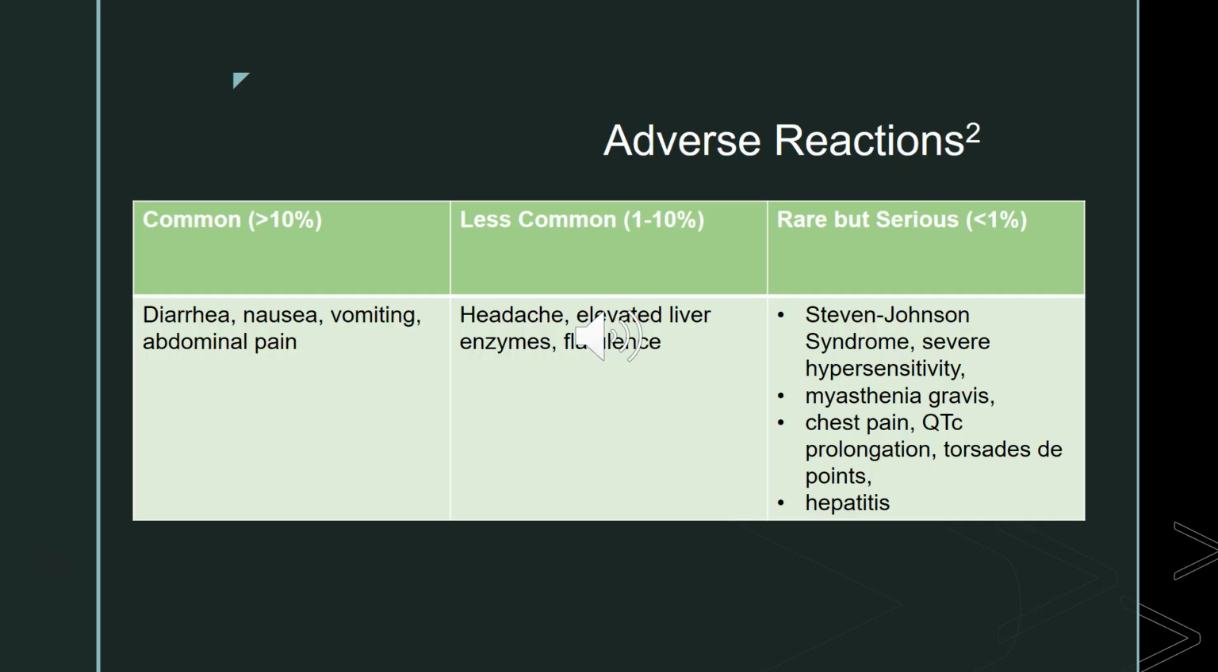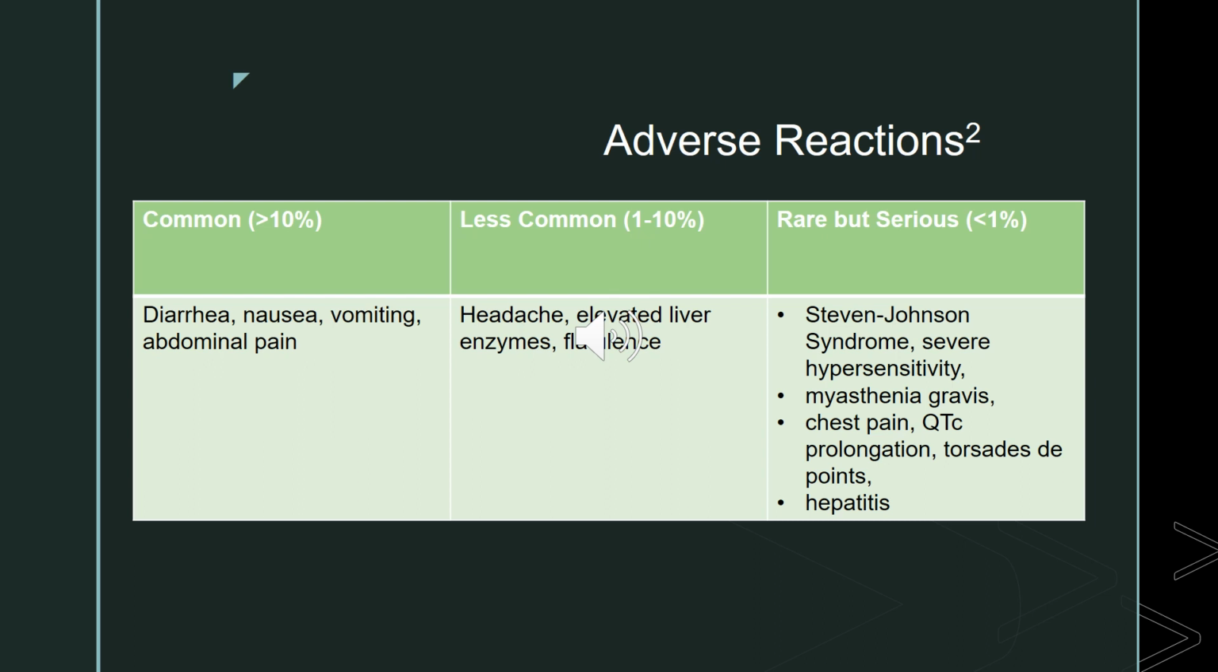So now that we've discussed the indication and dosing and administration of azithromycin, we're going to discuss some of the adverse reactions that can happen while a patient is on azithromycin. In greater than 10% of our patients, we're going to see diarrhea, nausea, vomiting, and abdominal pain. In 1 to 10% of our patients, we could see headaches, elevated liver enzymes, and flatulence. And in a rare, about 1% of our patients, we're going to see Stevens-Johnson syndrome or severe hypersensitivities.